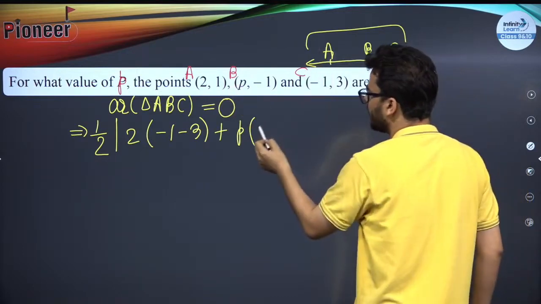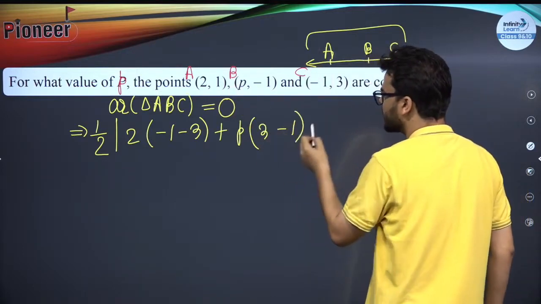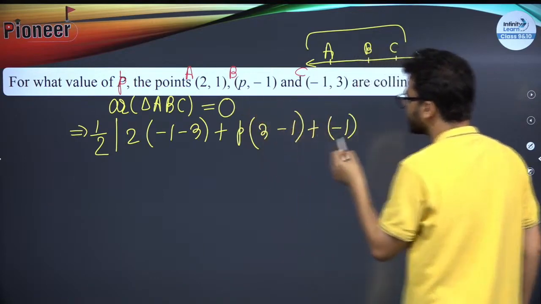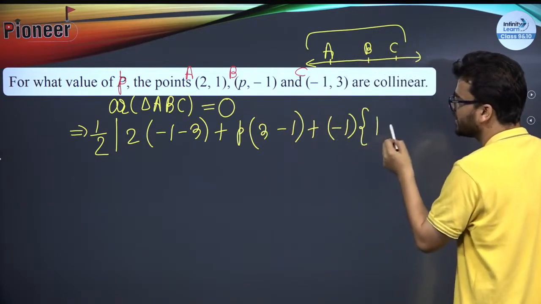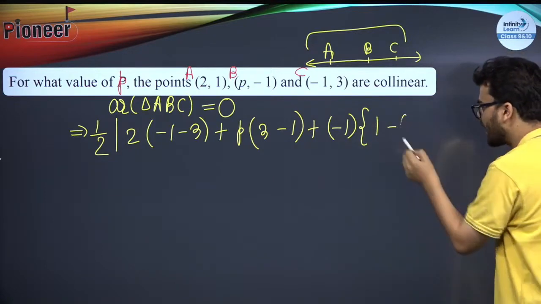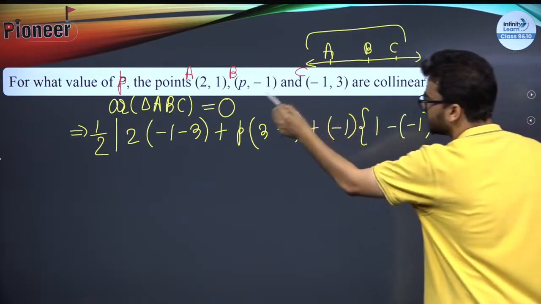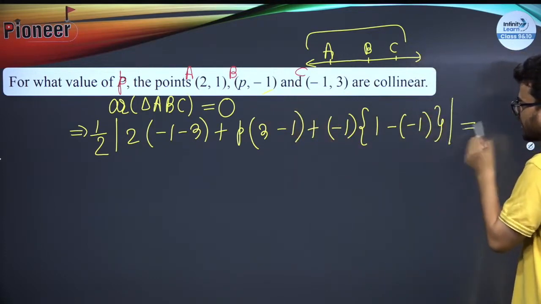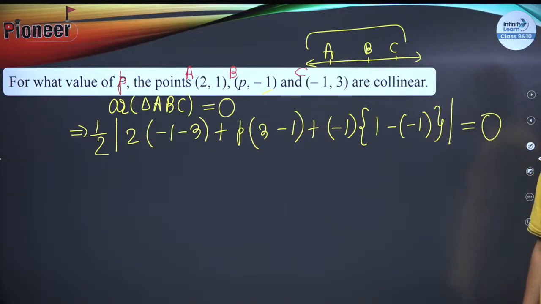so that is 3 minus 1, this is just a formula, plus x3, and then you have y1 minus y2. So y1 minus y2 means 1 minus, and again minus 1 is there because this point is minus 1. So this is the whole expression and that is equal to 0. You just have to find the value of p from this equation, that's it.